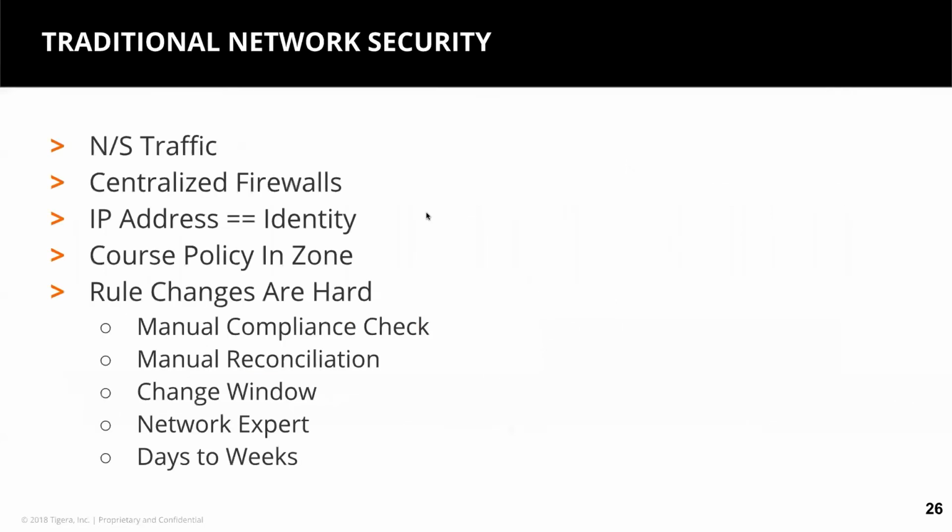So let's review what we've just discussed. In the traditional networking security, we have north-south traffic being the predominant model. Typically, we have centralized firewalls. We're depending and relying on IP addresses to stand in for identity of applications. We have coarse policies in large zones. So if I'm within an intranet zone, the policies are not going to block me from talking to other things in that intranet zone. And rule changes are hard.